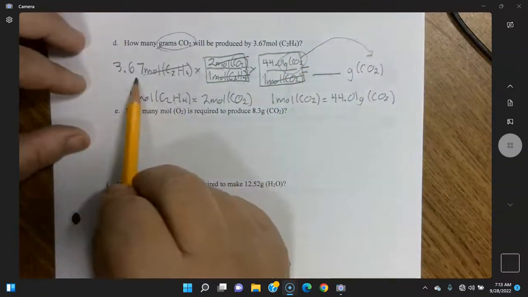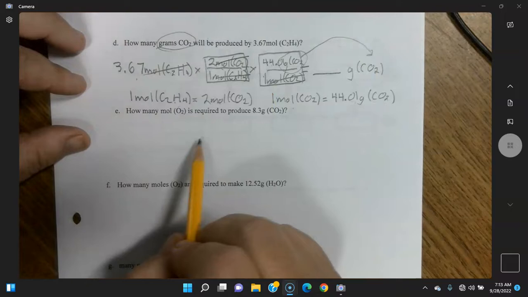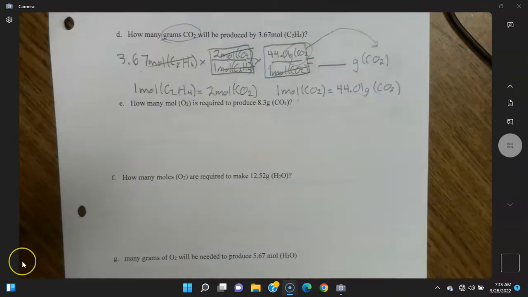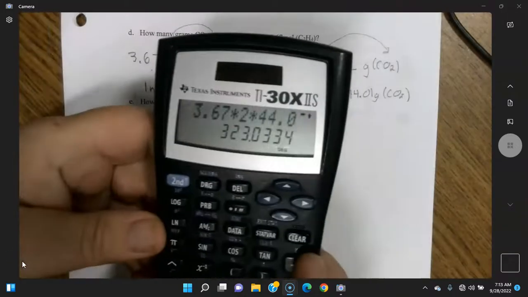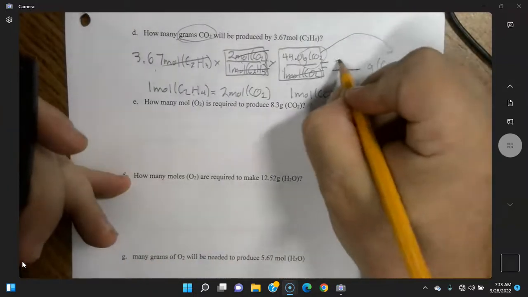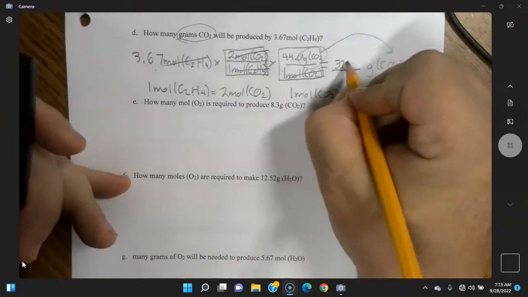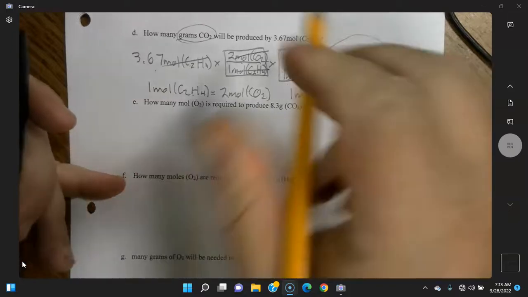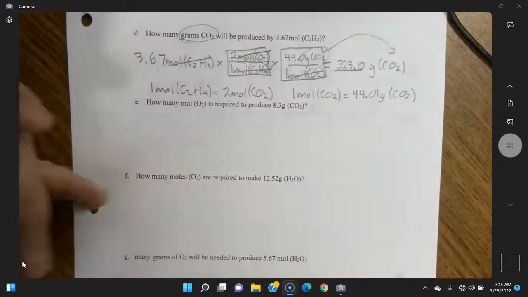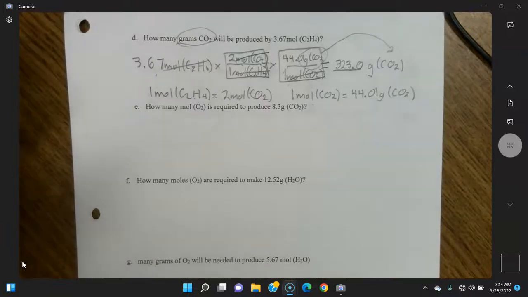So it's 3.67 times 2 times 44.01 divided by 1 divided by 1. And that's going to give us 323.0. I'm just going to go to one place after the decimal generally. Sig fig, it's limited to 3, so it actually should be 323 without the decimal point 0, and that would be 3 sig fig. Okay, I want to go to a grams to grams.